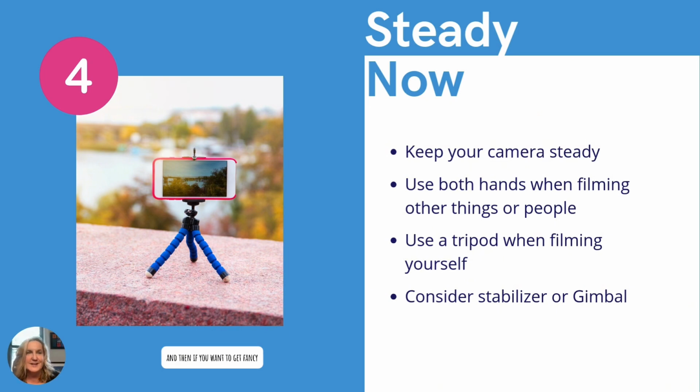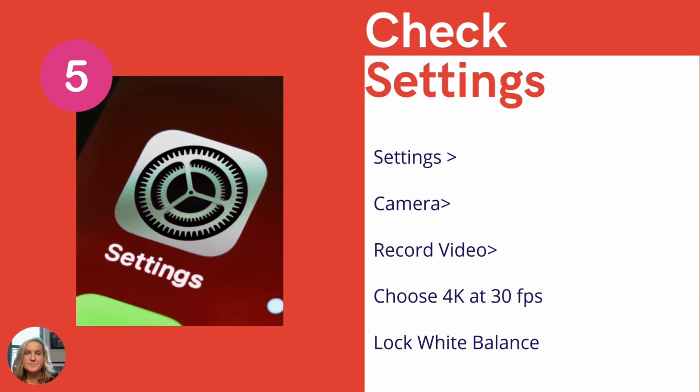And then if you want to get fancy and you do a lot of motion where you are walking and talking or walking and showing scenery, you might invest in a stabilizer or a gimbal. But honestly, the most important thing is to keep your phone as steady as possible so that you don't have the bobbing that can be so distracting when watching a video.